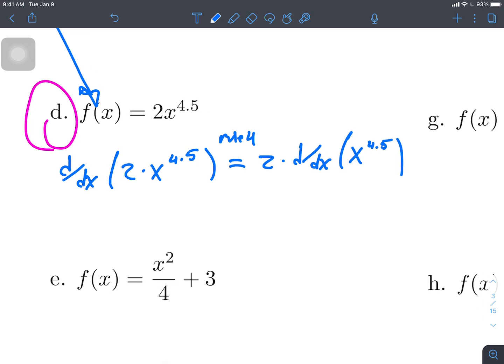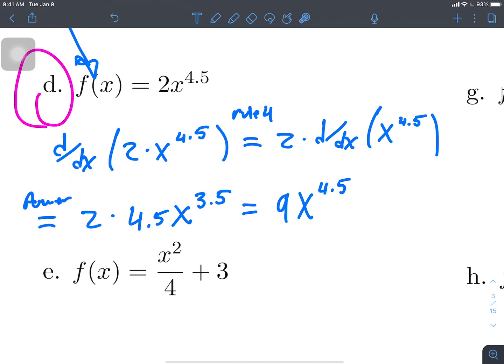Okay, so all I do now is use the power rule. If I apply the power rule, I keep the 2, and then the derivative of x to the 4.5 is 4.5 times x to the 3.5. So I get 2 times 4.5 times x to the 3.5, which is 9x to the 4.5.